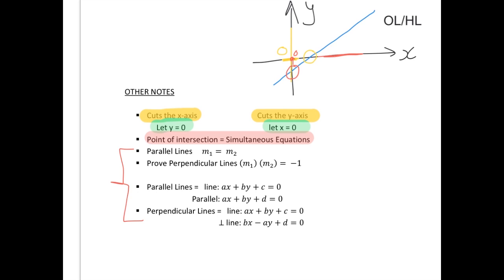If two lines are parallel, that means that their slopes are going to be equal. So if m1 is the slope of one line and m2 is the slope of the other, then we want m1 to be equal to m2. If we want to prove that two lines are perpendicular, what we need to show is that m1 times m2 is equal to minus 1. And of course, just recall that perpendicular lines just means that the two lines are at right angles to each other. So this angle here is a right angle, or 90 degrees.